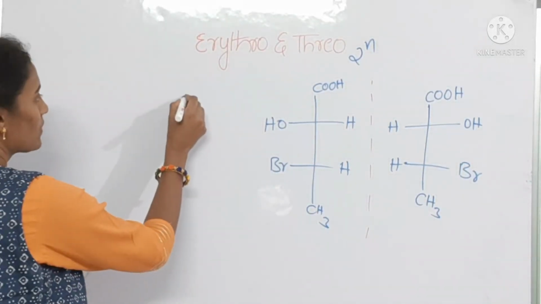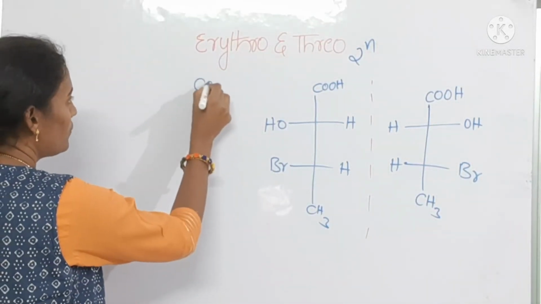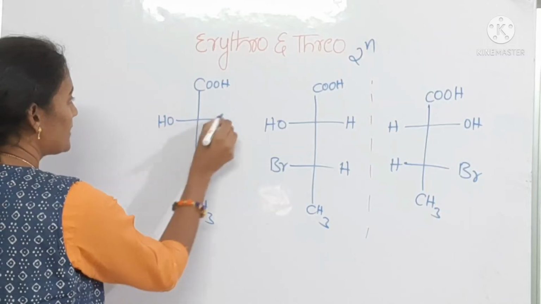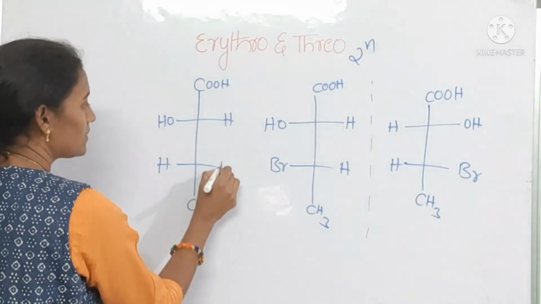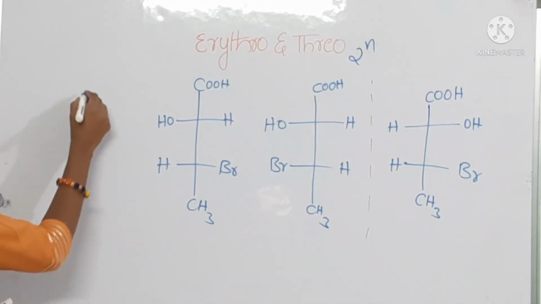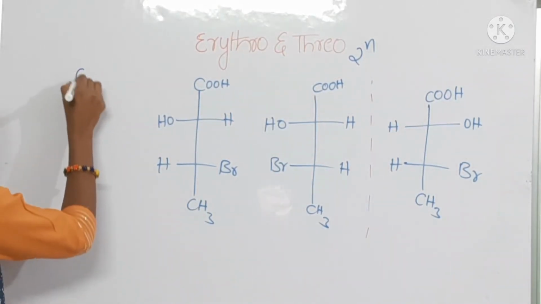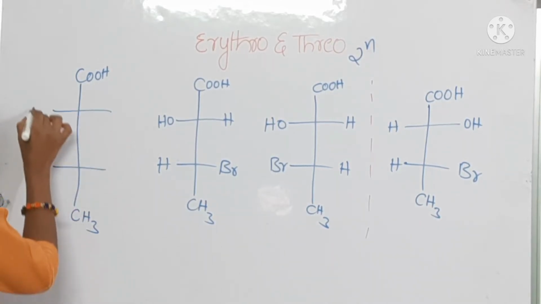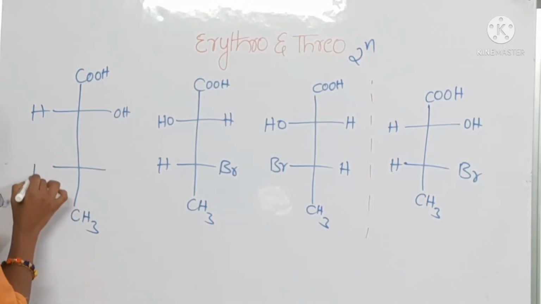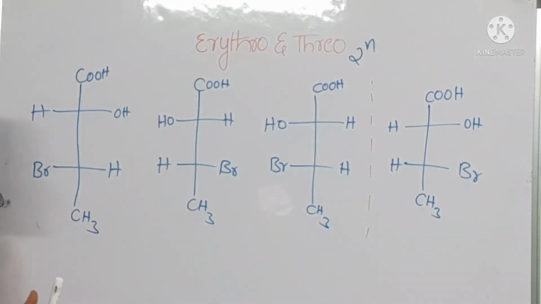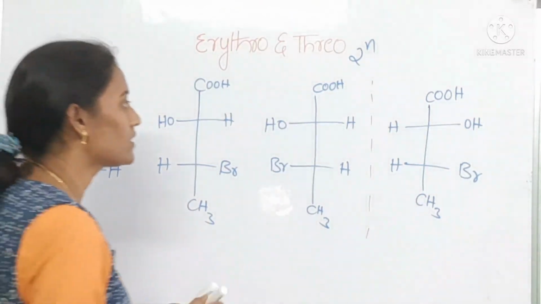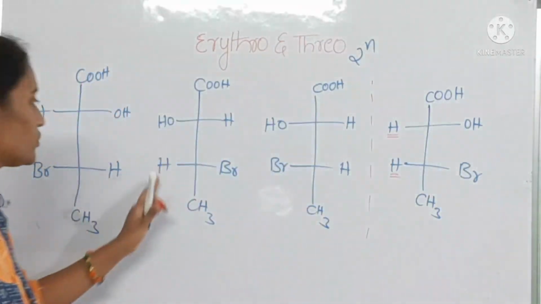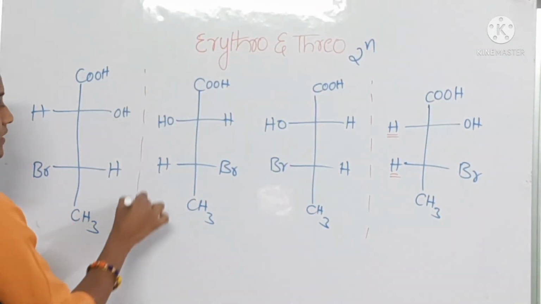And see, COOH, CH3, H, OH, H, Br. Okay, coming to one more, the mirror image of this one: CH3, H, OH, Br, H. See here, students, the differentiating ones are the hydrogens. Two hydrogens are present on the same side, and here 2 hydrogens are present on opposite sides. These 2 are the mirror images.